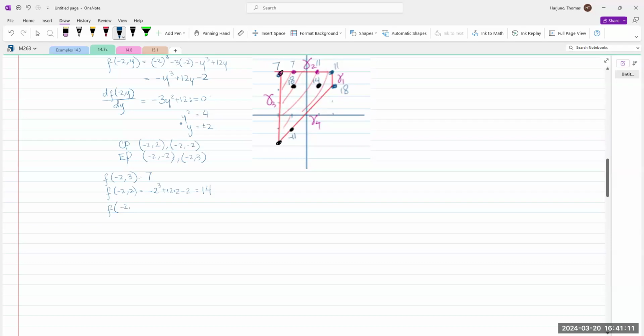And f(-2, -2), that will be negative of negative 2 cubed plus 12 times negative 2 minus 2, that's positive 8 minus 24 minus 2. That's negative 16, negative 18. Okay, so here that's negative 18 at (-2, -2), at (-2, 3) that's 7, (2, 2) that's 14. Do I miss anything? I think that's all. So (-2, -2) happens to be critical points and also endpoints.